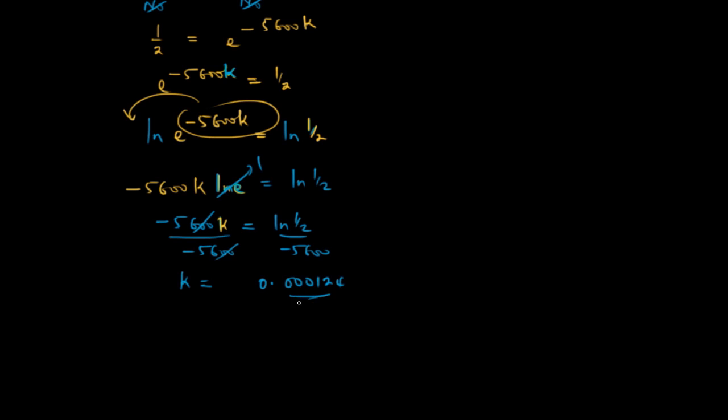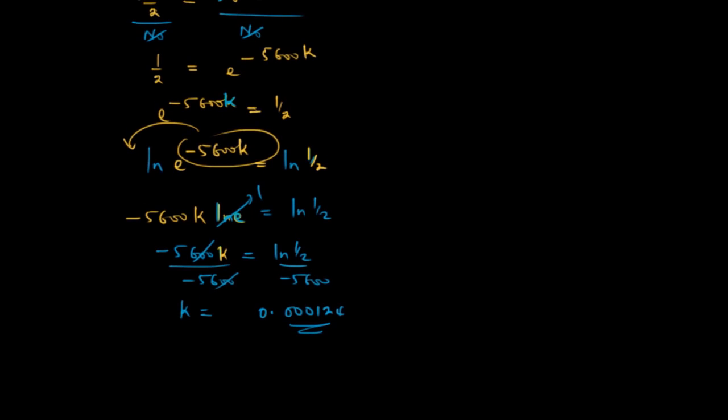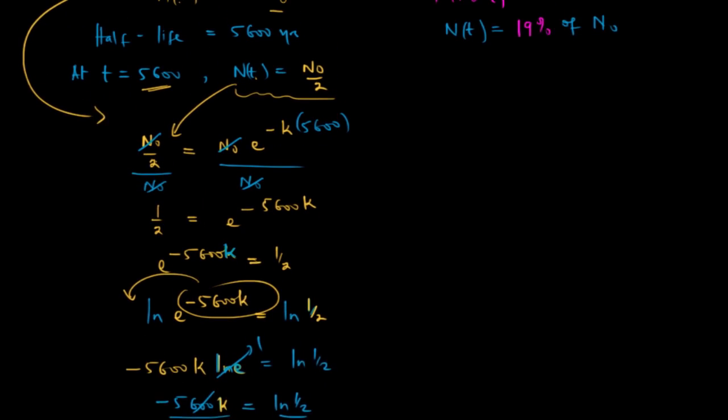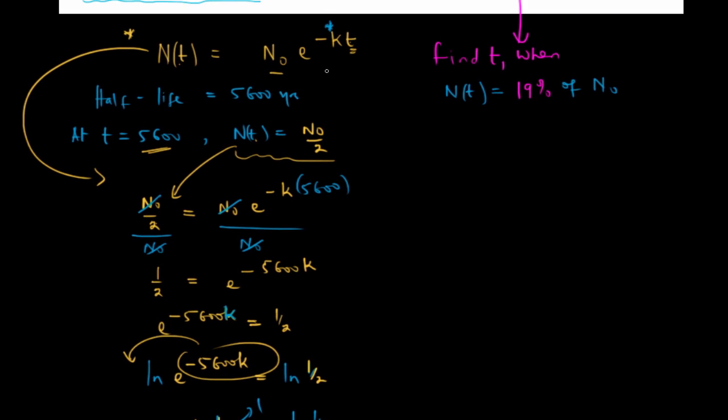0.000124. I already have this answer before, so don't get scared about how I obtained the answer. So now our k is 0.000124. So I can rewrite this officially as N of t equals N naught e to the power negative, so what we obtained was 0.000124 times t.